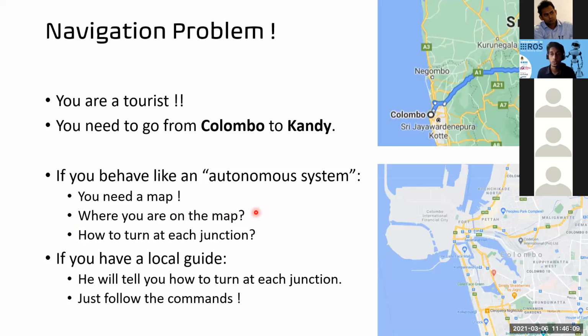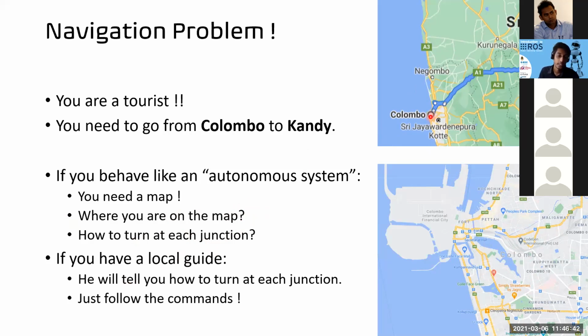That is also called localization. For example, if you don't know where exactly you are in Colombo, so you assume you are here, but you're actually here, you might take wrong directions and end up cycling inside Colombo, but not getting into Kandy. And finally, you need navigation information, how to turn at each junction. We call that path planning. So you need a proper path to get from Colombo to Kandy. That is the first method.